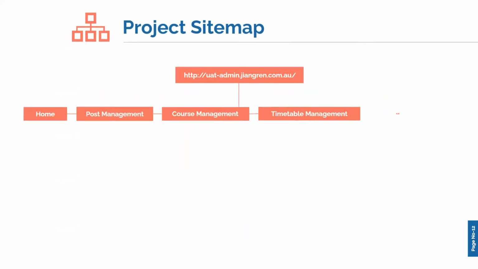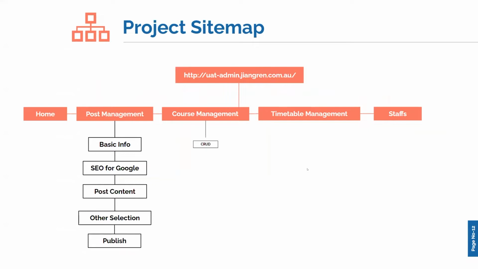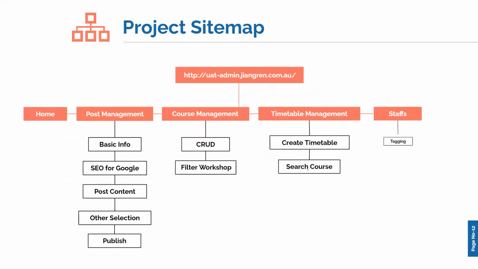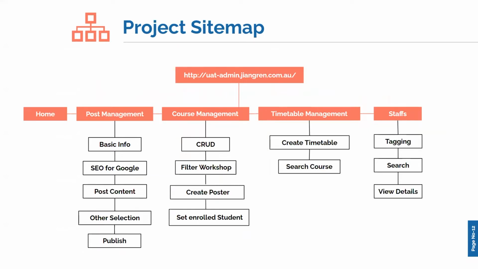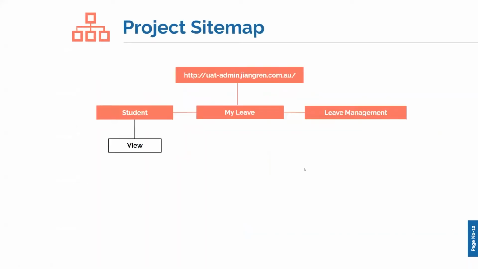The project structure of the Omni project is shown like that. It consists of 7 main functions: post management, course management, timetable management, and staff, which is mainly based on the previous students. What we are mainly conducting is the my leave function and leave management function.